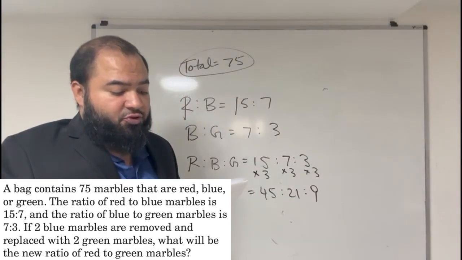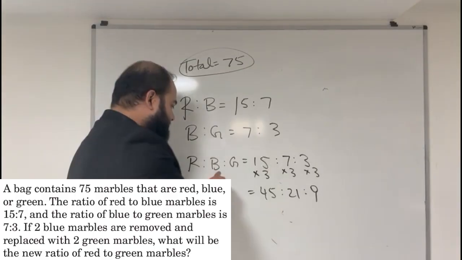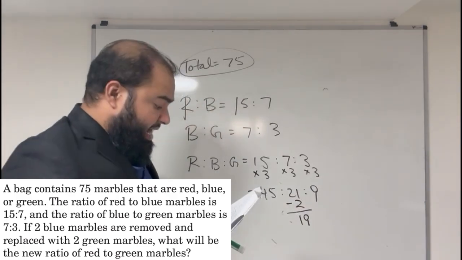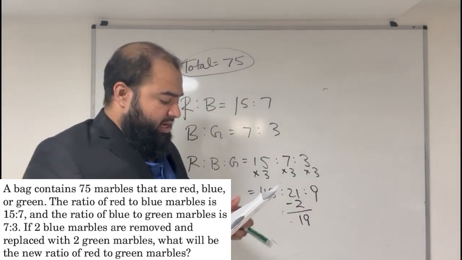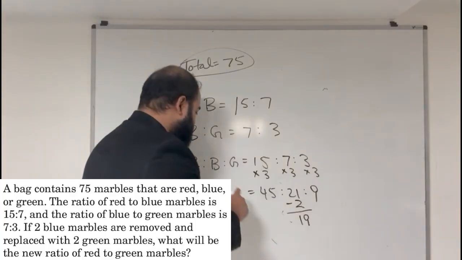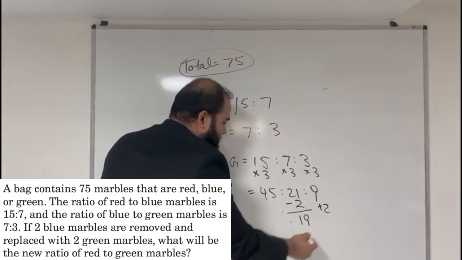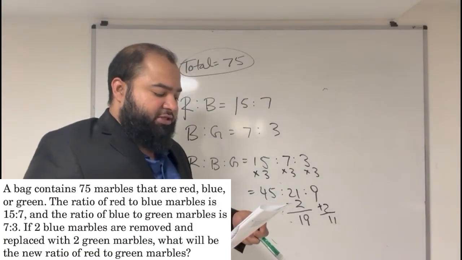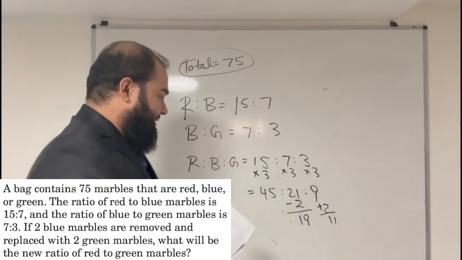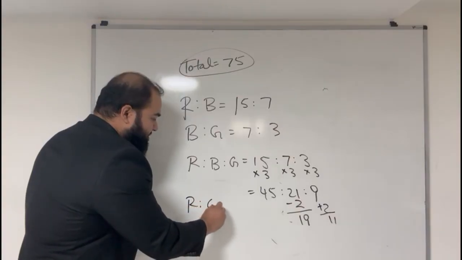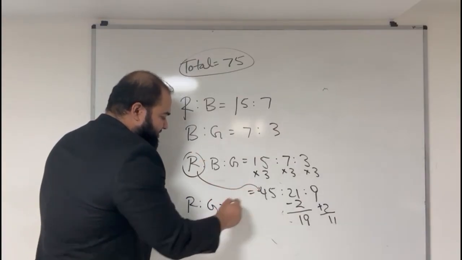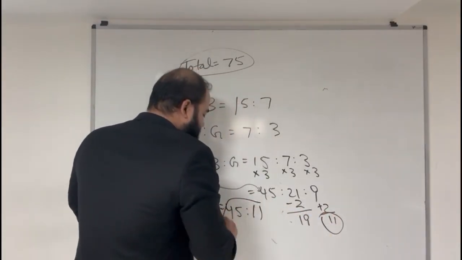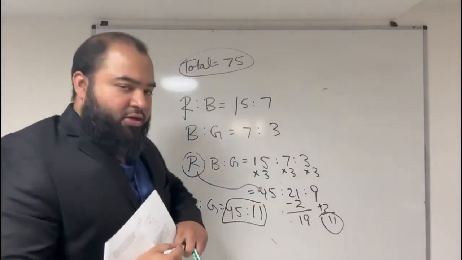What it says here, if 2 blue marbles are removed, so blue is the middle one, so I'm going to minus 2, so that becomes 19. And then they're replaced with 2 green marbles. So green is the last one, so plus 2 here. So that's 11. Now it says, what will be the new ratio of red to green? So red to green. What happened is the red didn't really change, so that's 45. And the new green is 11. So 45 to 11. Okay?